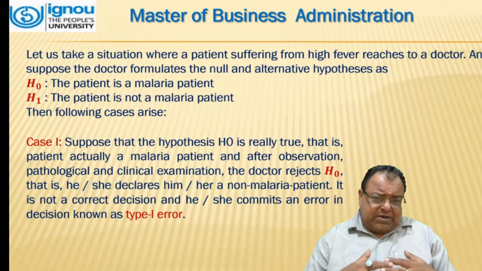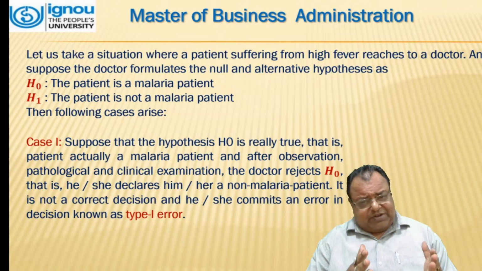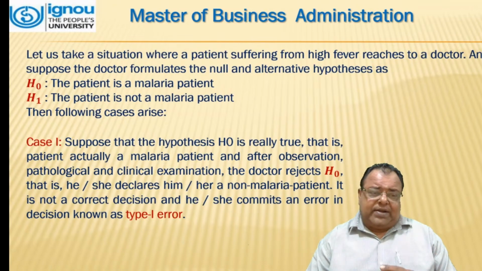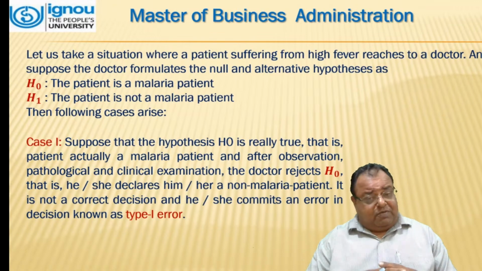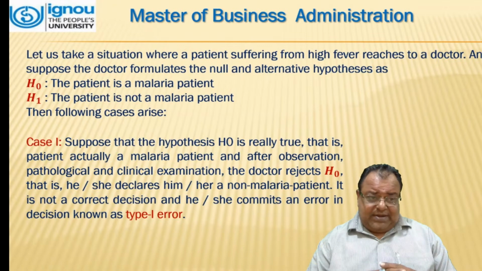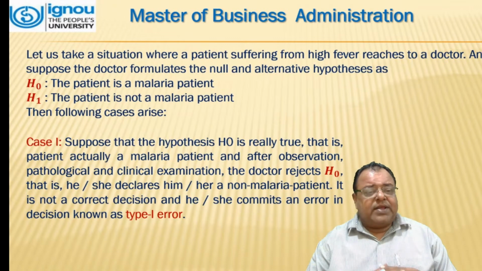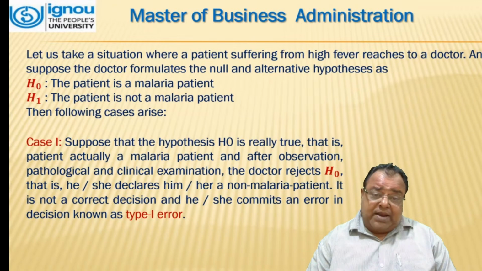We take up a situation where a patient suffering from high fever reaches a doctor. And suppose the doctor formulates the null and alternate hypotheses as follows. H naught: the patient is a malaria patient. H1, that means the alternate: the patient is not a malaria patient.